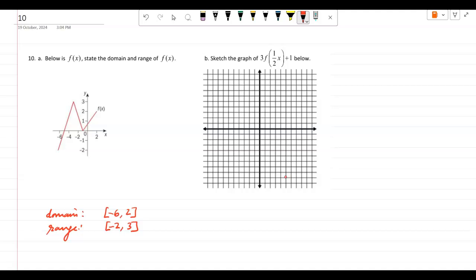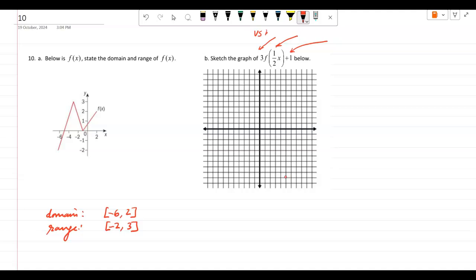Lowest value, highest value. For the range, lowest bottom, highest top. For the domain, lowest left, highest right. But I thought only if there's an arrow, then it's negative infinity. If there's an arrow, yes. If there's no arrow, then you don't have to. Then what is this?